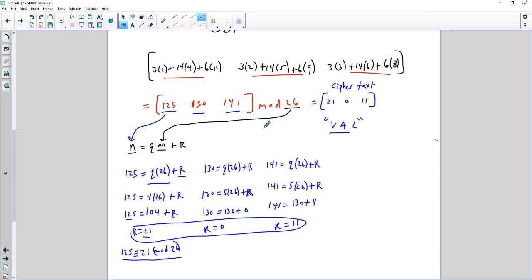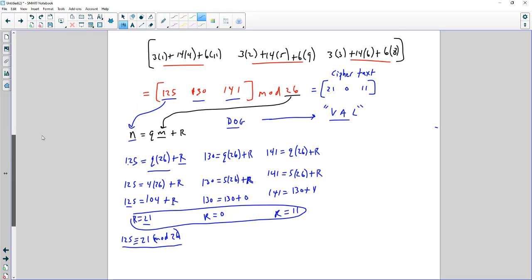The initial word was dog, if you remember. This is the plain text, and this is the ciphertext. We converted the word dog into the word VAL. Somebody who picked up your message after you encrypted it is just going to read the word VAL. It's not a word, it doesn't make any sense. They don't know what the original message was. It's encrypted. So that's the encryption process.